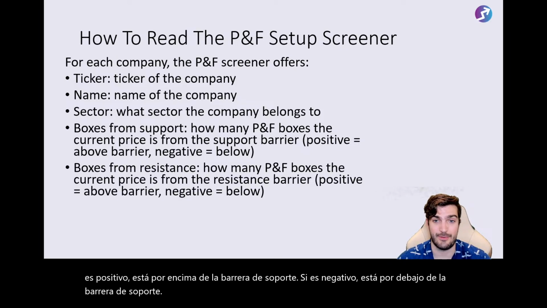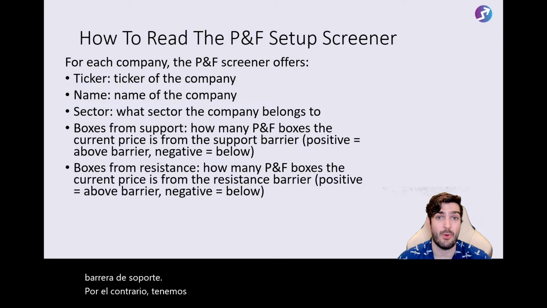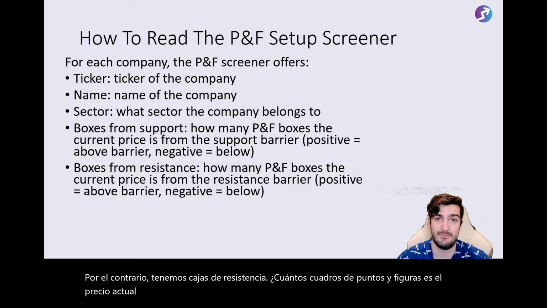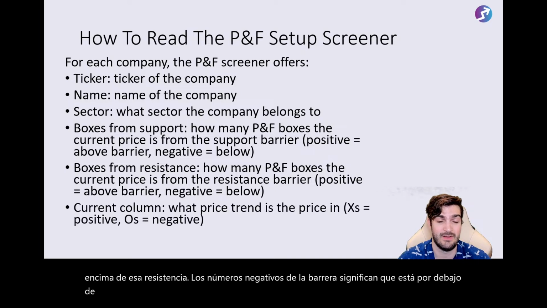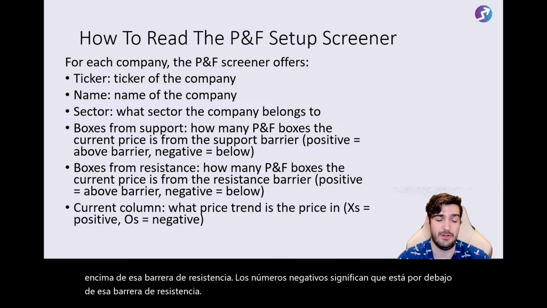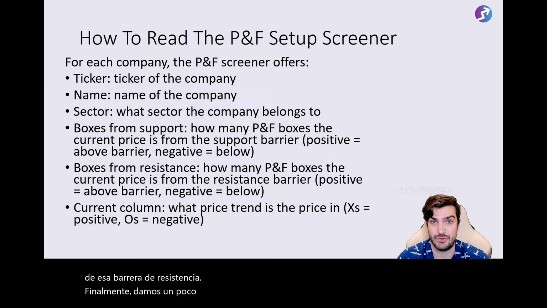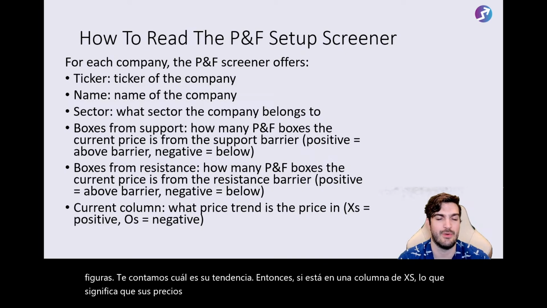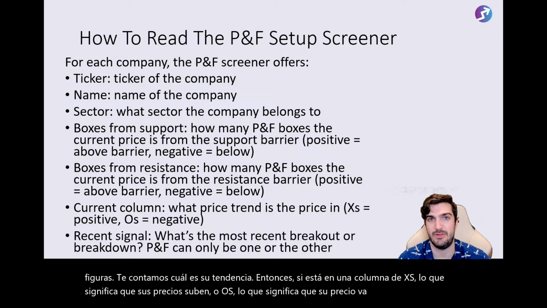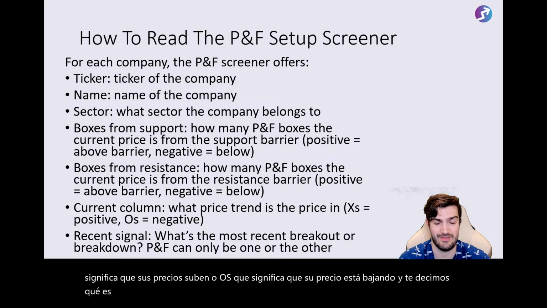Conversely, we have boxes from resistance. How many point and figure boxes is the current price from its resistance barrier? Positive numbers mean it's above that resistance barrier. Negative numbers mean it's below that resistance barrier. Then finally, we give a little bit of information about its current point and figure chart. We tell you what its trend is. So if it is in a column of X's, meaning its price is going up, or O's, meaning its price is going down. And we tell you what the most recent breakout or breakdown is.